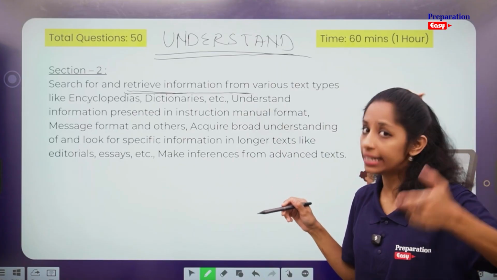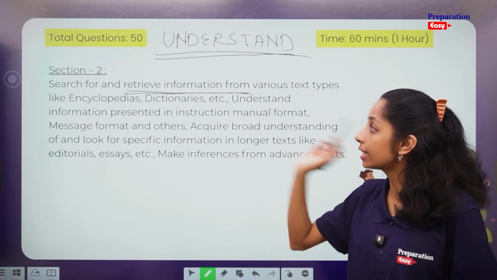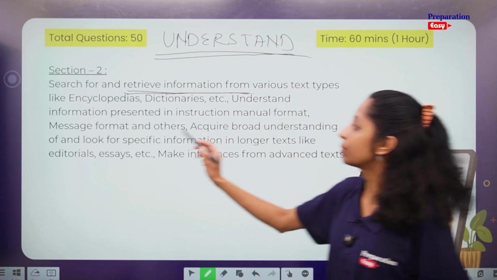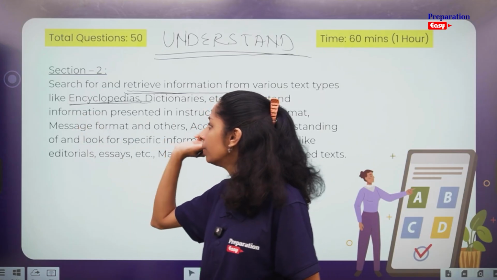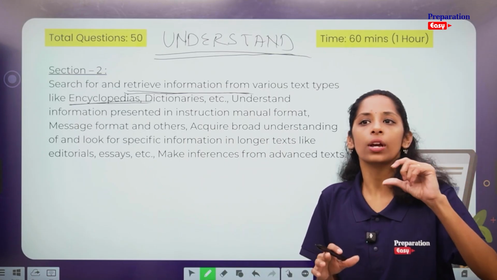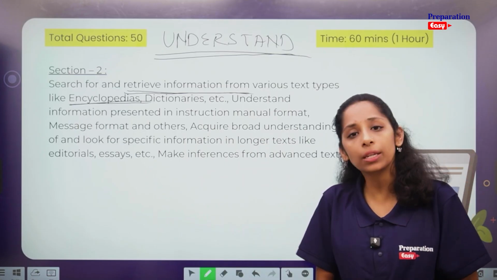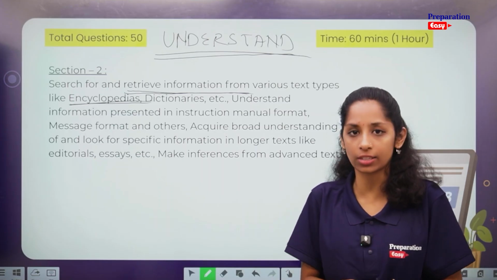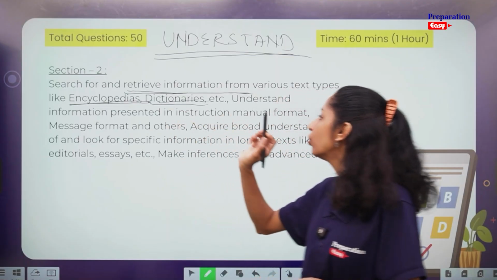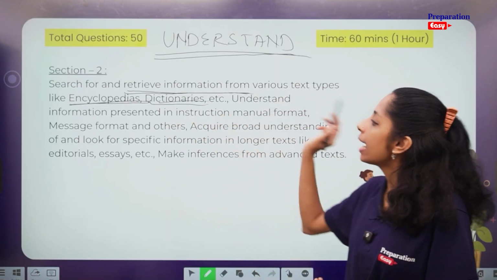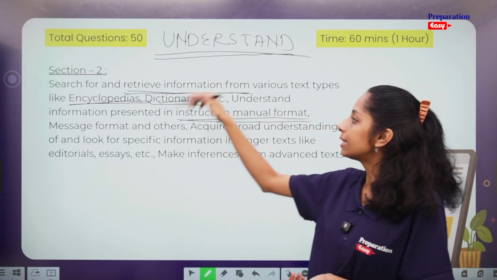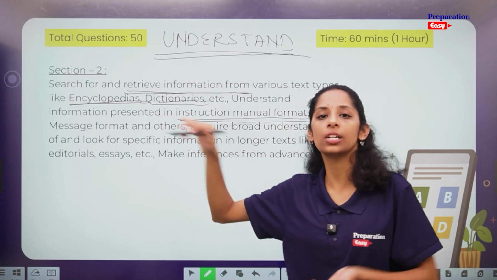There will be different text types that you are going to read, and section 2 will be all about the various text types, like encyclopedias. What is an encyclopedia? An encyclopedia has the detailed information of, for example, animals or birds or countries, etc. The detailed information is mentioned in the encyclopedias. Then dictionaries, all of you understand this word. Then understand information presented in an instructional manual. Always remember this. In section 2, encyclopedias and dictionaries you understood.